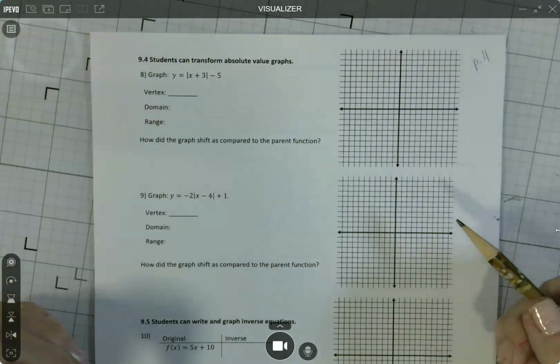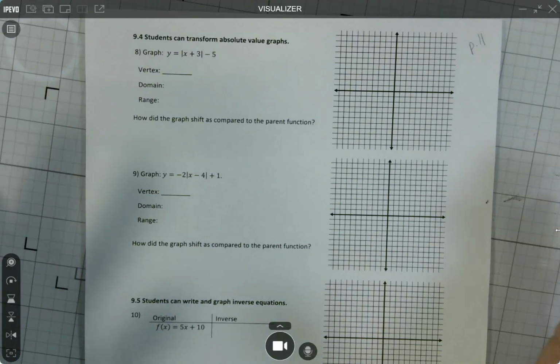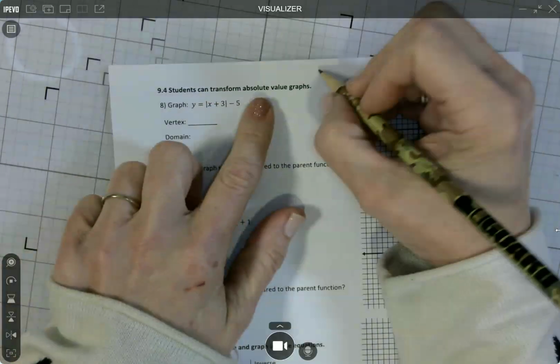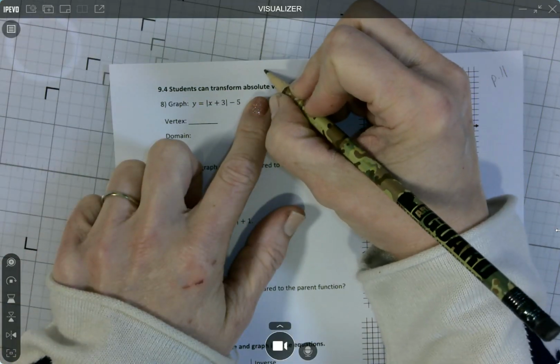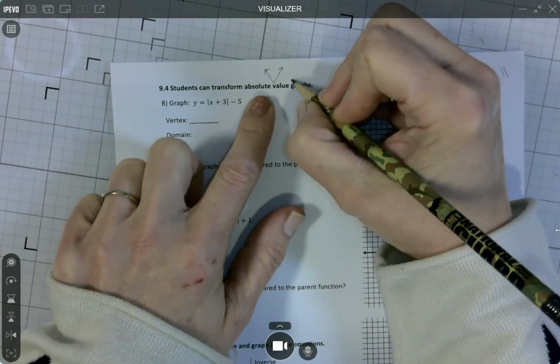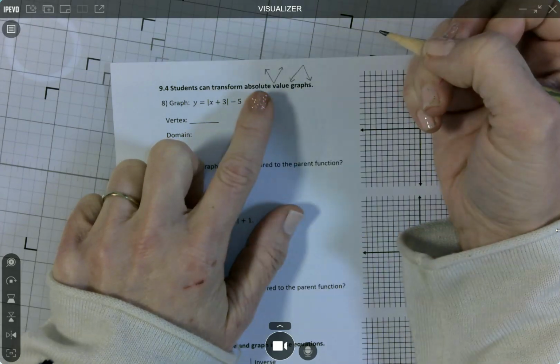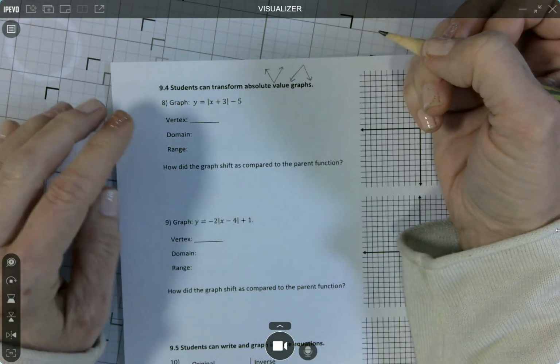Okay, so we have the last two sections, and regardless of the timing, I'm just going to do this all in one video. All right, so absolute value graphs. Now, absolute value, keyword is value with a V. So they're either going to look like that or they're going to look like that. And you guys did an exploration with this, okay?